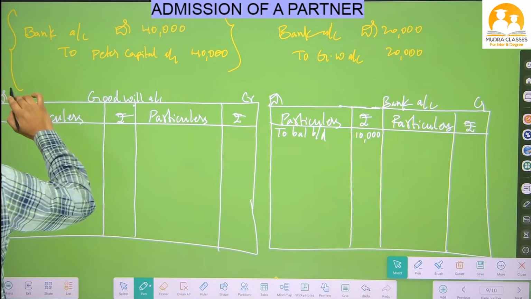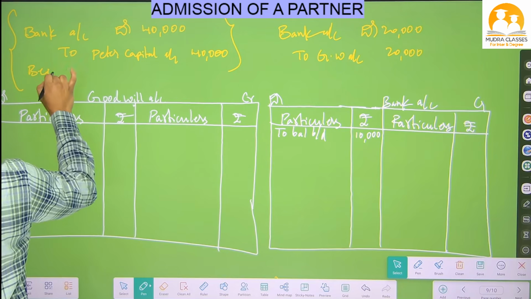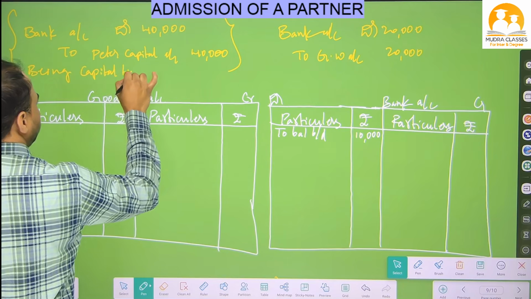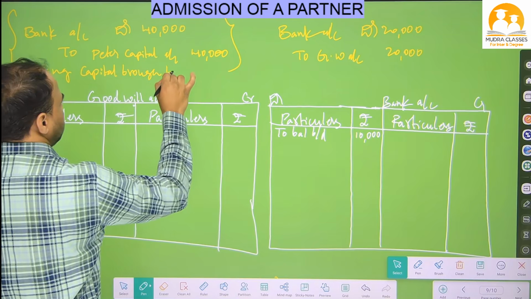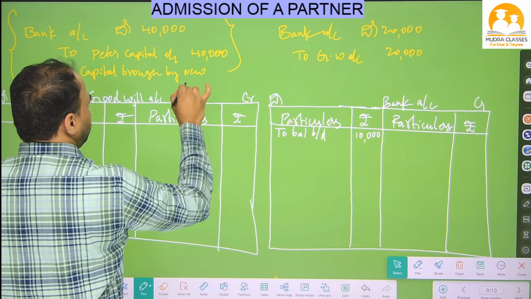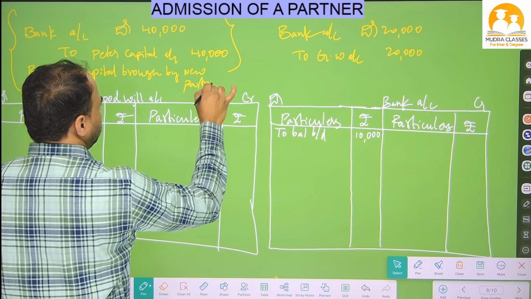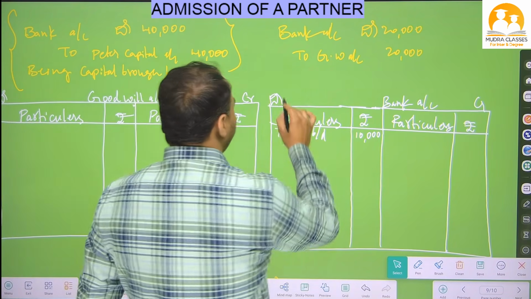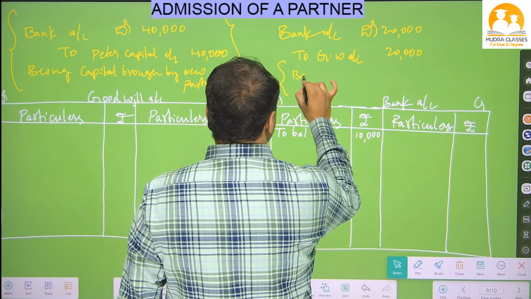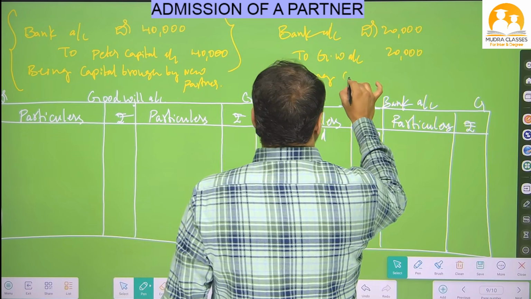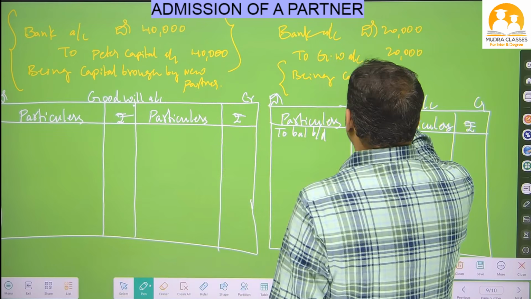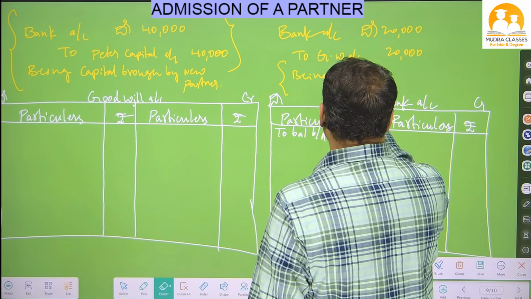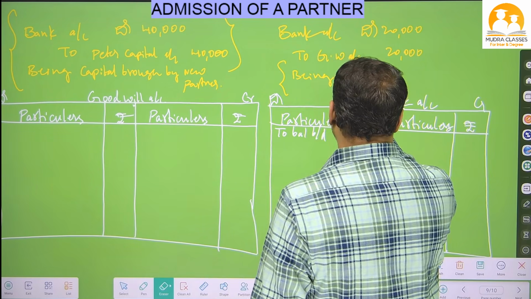One more journal entry will come, Nana, here, because this journal entry we wrote because new partner brought in capital, being capital brought by new partner, we wrote this journal entry. Okay, why did we write this journal entry? Because new partner brought goodwill, being goodwill brought by new partner, we wrote this journal entry.